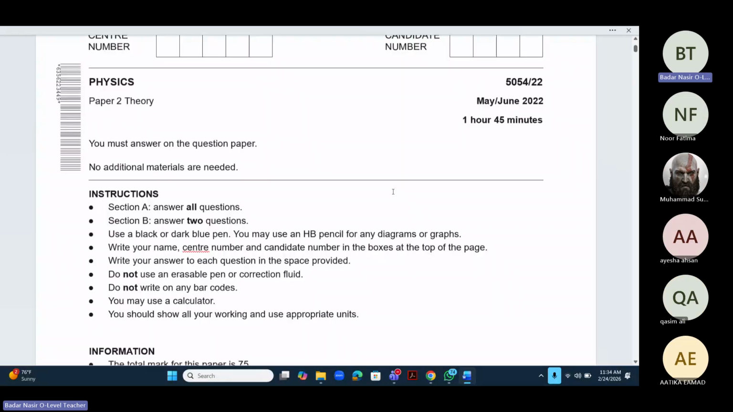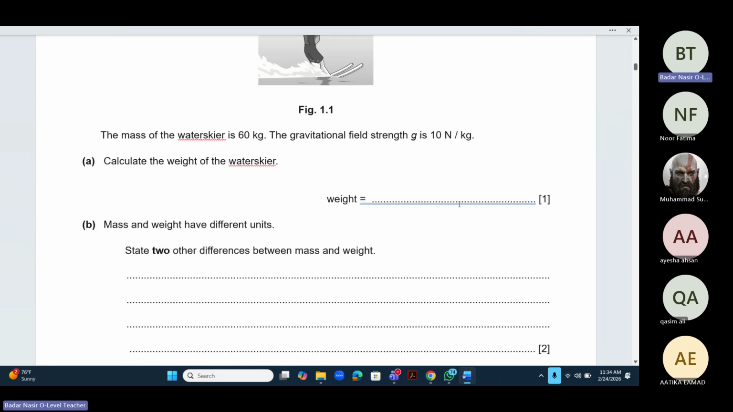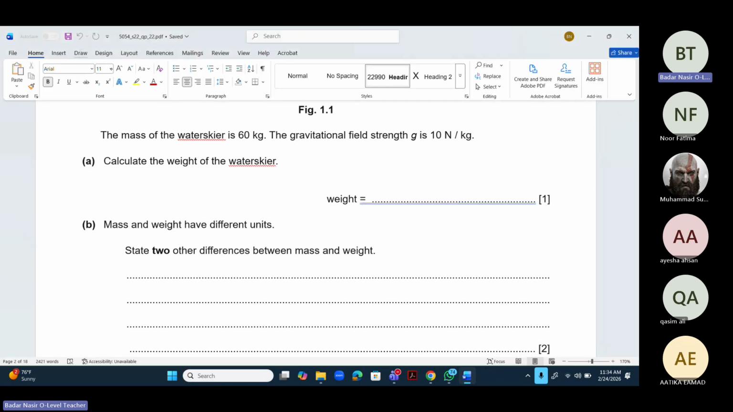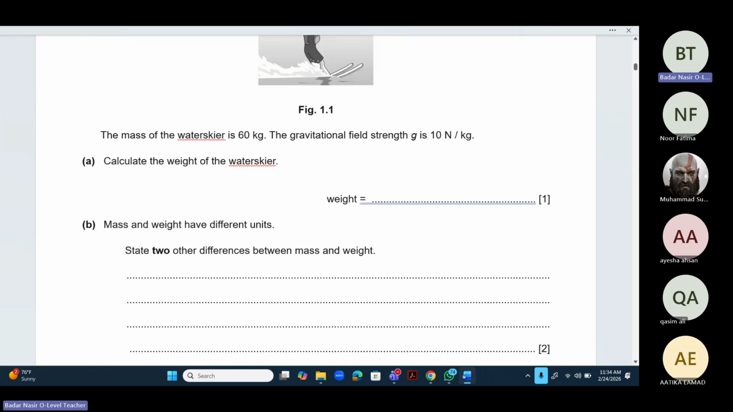2022 Physics P2 today. Question number 1: figure 1.1 shows a water skier pulled horizontally across the water surface. The mass of the water skier is 60 kg. The gravitational field strength is 10 Newton per kg. Since it's a 2022 paper, that is why your value of g is 10. Otherwise, the value of g we will use is 9.8. So we have to calculate the weight of the water skier.